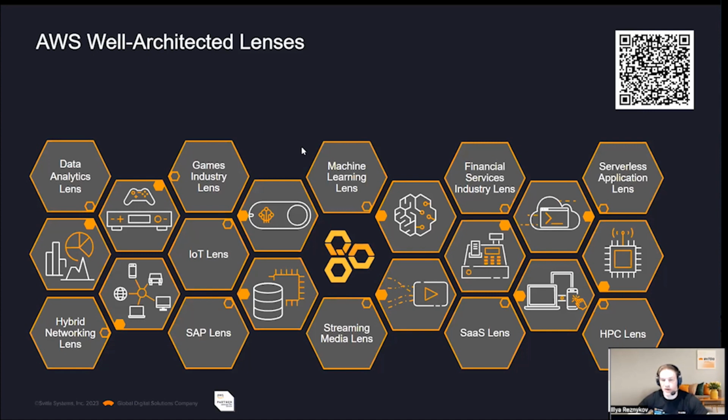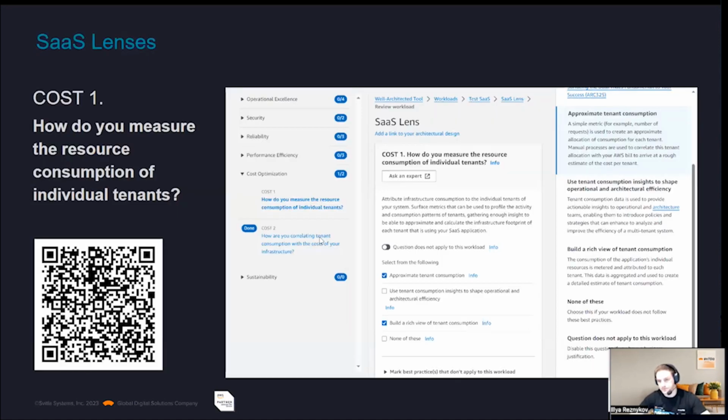It's a special set of questions which focus exactly on aspects which are important to this particular industry or technology domain. On this screenshot, we see one of the questions from the SaaS lens. For example, it's for the cost optimization pillar, and it sounds like: how do you measure the resource consumption of individual tenants? Well, obviously, this question relates exactly to a SaaS application and is probably not too interesting or definitely out of scope for a non-SaaS application.